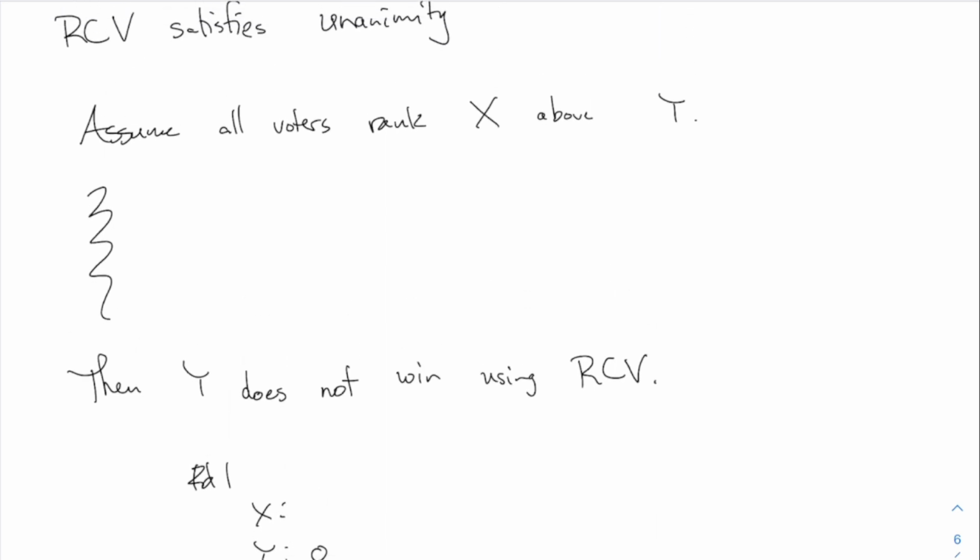Really, all that's necessary is to say that then Y is eliminated before X. All right? Really, Y will be eliminated immediately at the very beginning, but that's just a detail. If everybody likes X more than Y, then Y will be eliminated before X, and so Y does not win using the ranked choice voting. Yeah, excellent. This is the unanimity property.